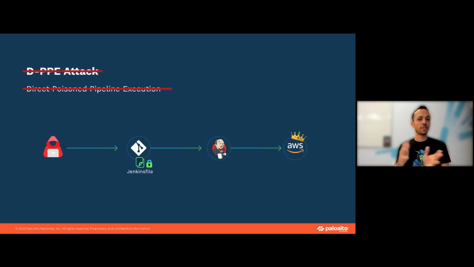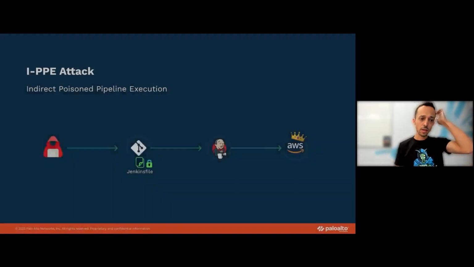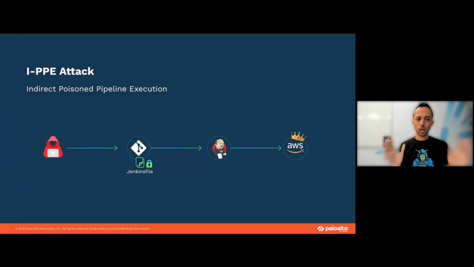So let's move on to the second variant of PPE, which is indirect poison pipeline execution, or in short, indirect PPE. Okay, so here we have a similar environment. We have the attacker here that obtained credentials to a repository linked with a pipeline, but in this case, the Jenkins file is protected. The attacker cannot simply push code or create a pull request that modifies this Jenkins file and execute a direct poison pipeline execution attack.